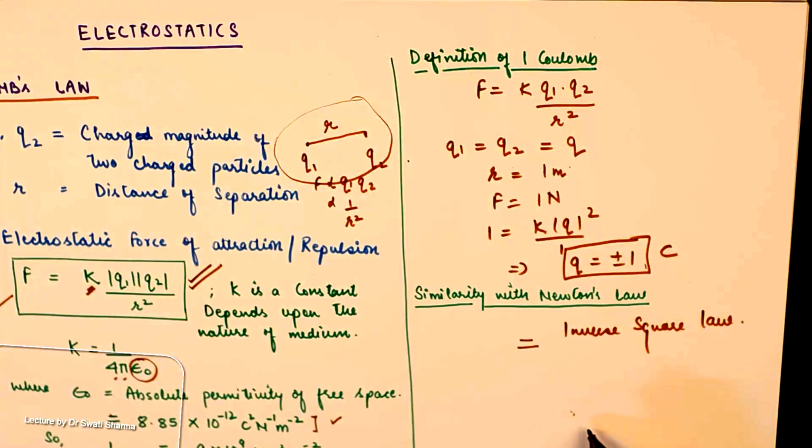So that is the basic tutorial on Coulomb's law. What is a charge? What is the quantitative expression for Coulomb's law or the electrostatic force, and its comparison with Newton's law of gravitation.